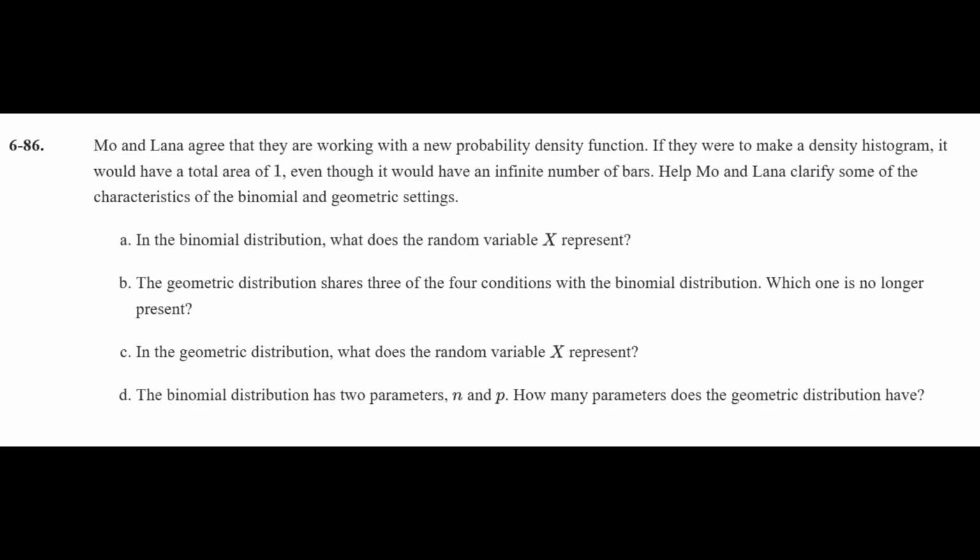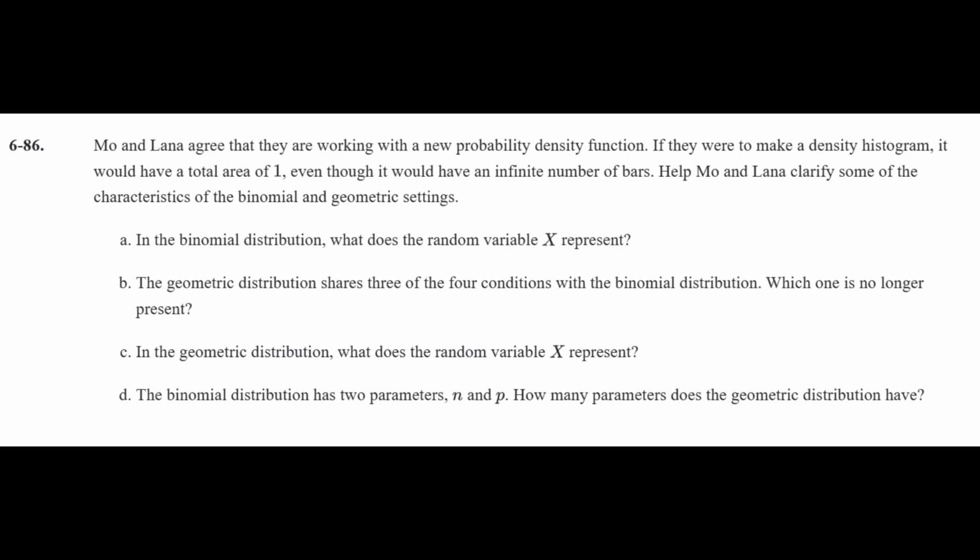All right, let's do some clarification between the difference of a binomial setting and a geometric setting. So for A, in the binomial distribution, what does the random variable x represent? Well, in binomial, it represents the number of yeses or the number of successes we get in a fixed trial, like the number of diseased trees we would find out of 30.